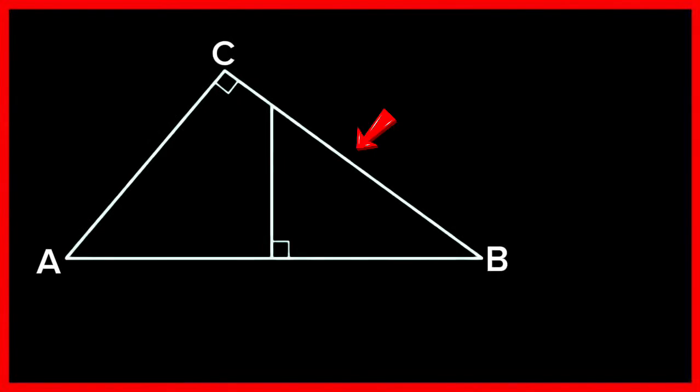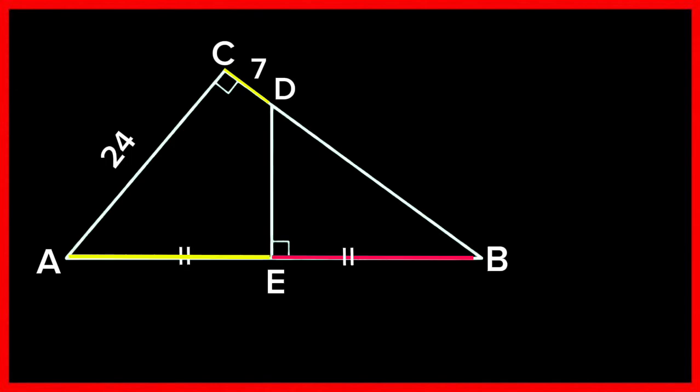We have a right triangle ACB, where AC has a length of 24 units and CD has a length of 7 units. We're also told that AE and EB are equal, which means E is the midpoint of AB. Our goal is to find the height h shown in the diagram.